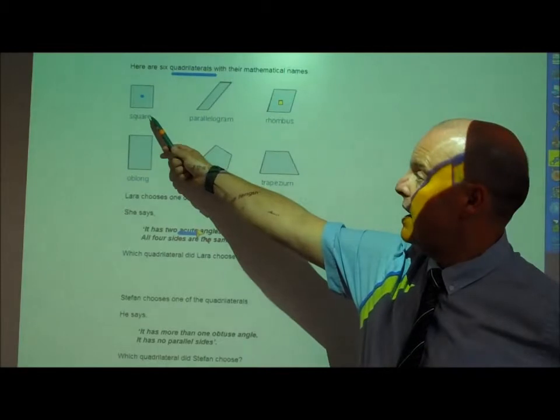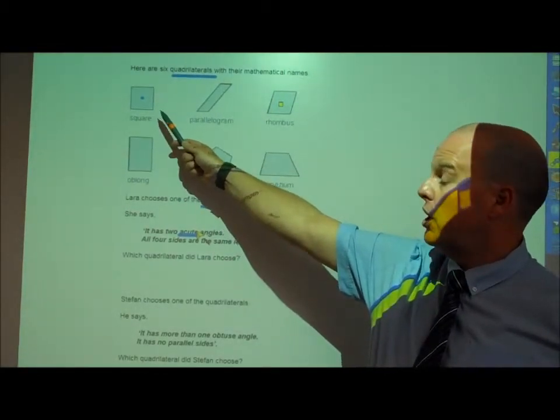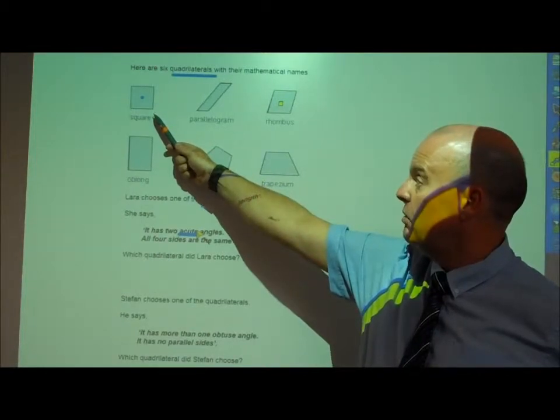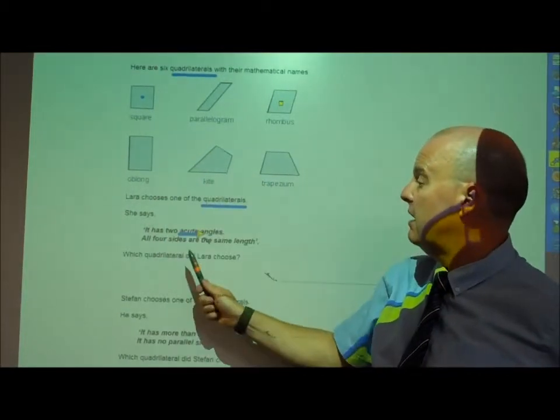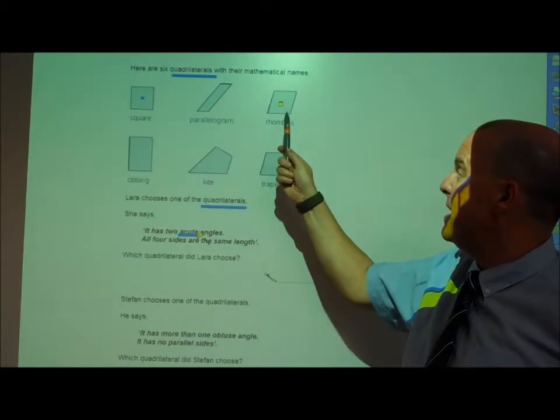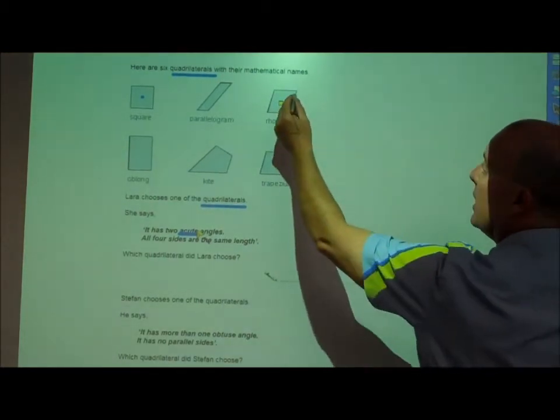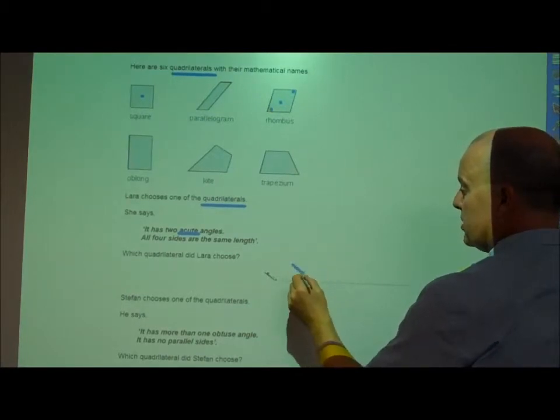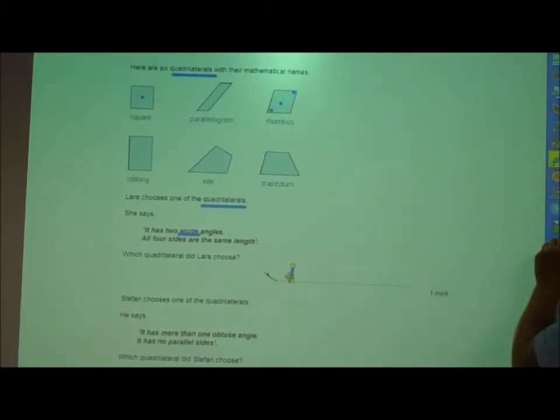Now, if I look at a square, it has right angles. Acute is smaller than a right angle. Obtuse is larger than a right angle. So none of the angles in there are acute. So it must be a rhombus. Here are the 2 acute angles in a rhombus. I'm going to write rhombus as my answer.